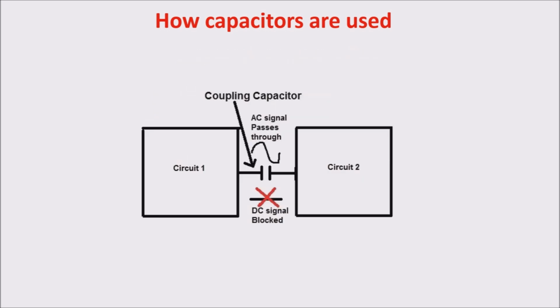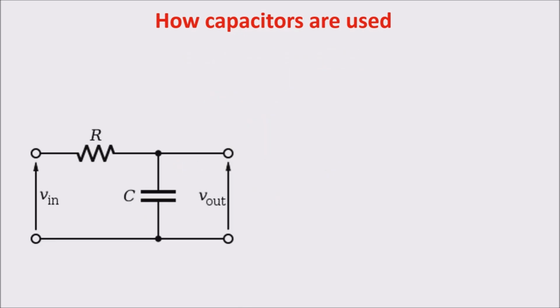Another use is the coupling capacitor. It blocks the direct signal and allows the high-frequency signal to pass. In this way, we can separate the DC setting of circuit 1 and 2 without the risk of mutual influence, but allowing the AC signal to pass. An important use of capacitors is in filters.